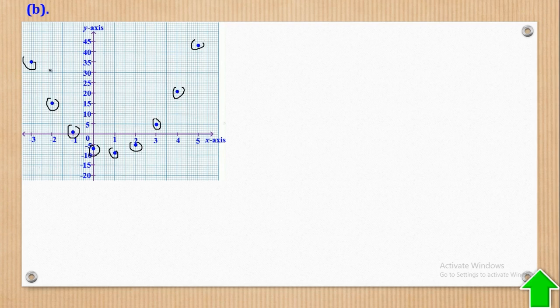So next is to draw a reasonably smooth curve through all these points. Note that I'm saying reasonably smooth curve. So let's draw that. And we have to label the graph.